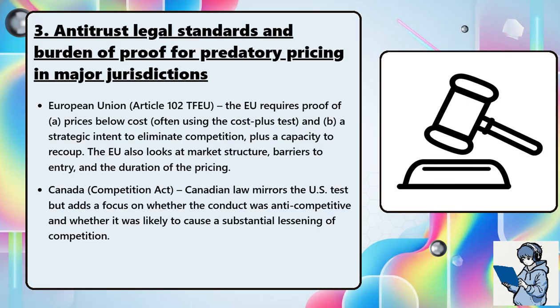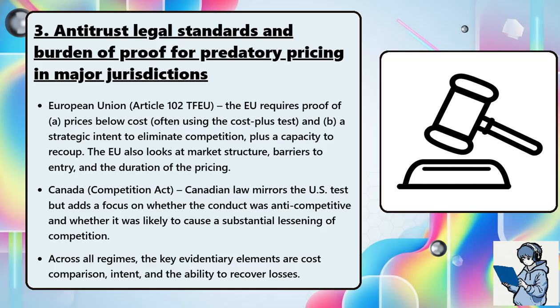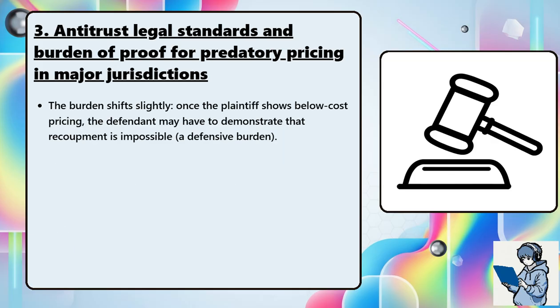Canada Competition Act: Canadian law mirrors the US test, but adds a focus on whether the conduct was anti-competitive and whether it was likely to cause a substantial lessening of competition. Across all regimes, the key evidentiary elements are cost comparison, intent, and the ability to recover losses. The burden shifts slightly once the plaintiff shows below-cost pricing. The defendant may have to demonstrate that recoupment is impossible, a defensive burden.